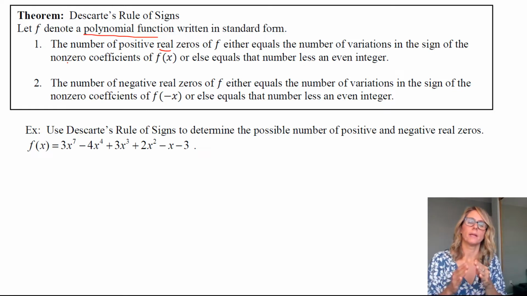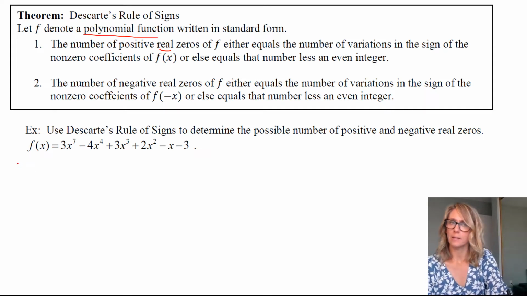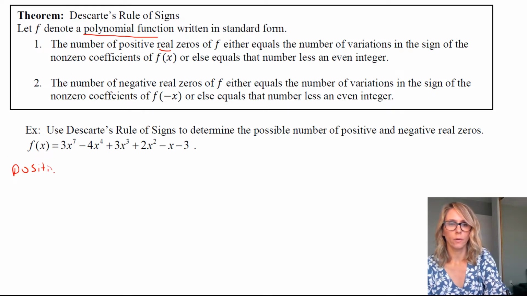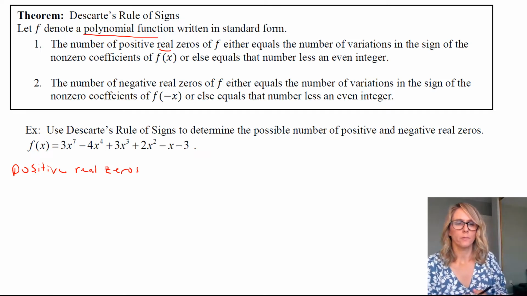It's telling us that the number of positive real zeros of the function equals the number of variations in the sign of the non-zero coefficients of f of x, or else equals that number less an even integer. Wow, okay, there's a lot to unpack there, but I hope it is more straightforward than you think. I'm going to write the words positive real zeros here, and we'll start with that, and then I'll do the second piece of Descartes.